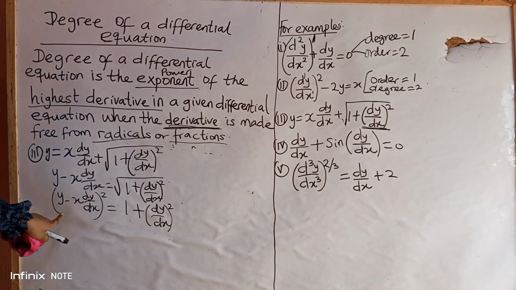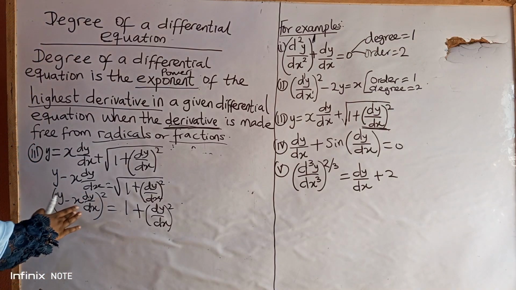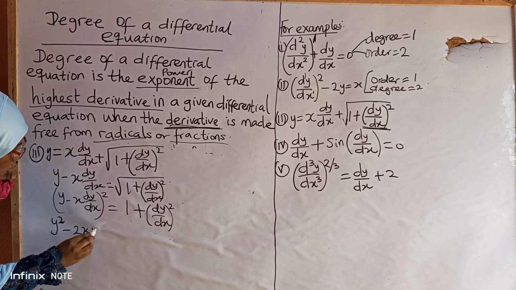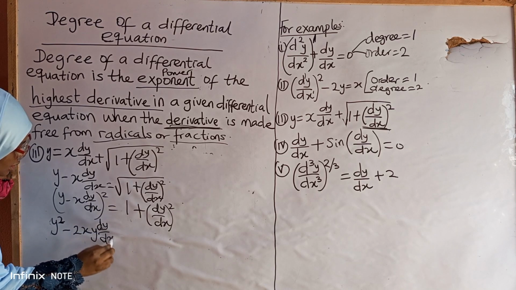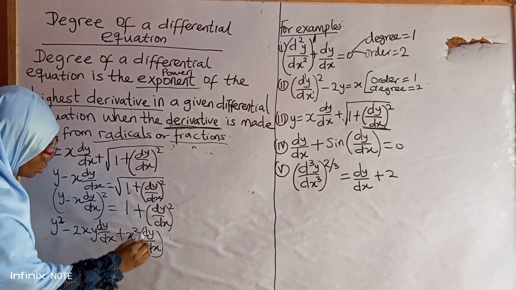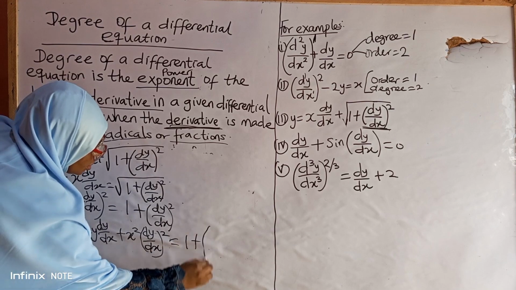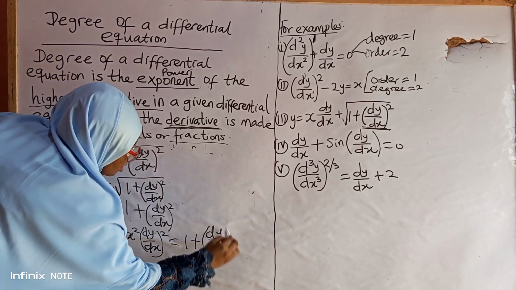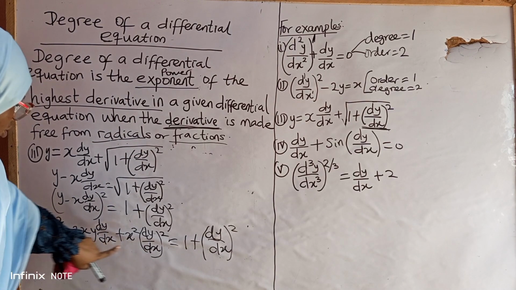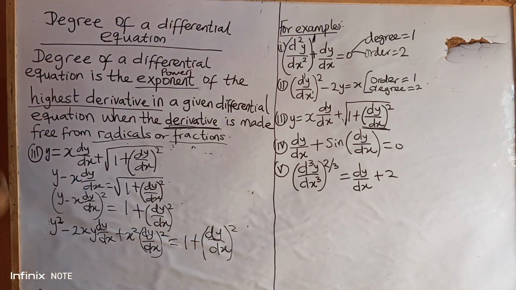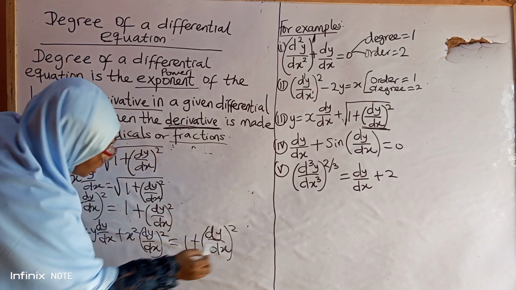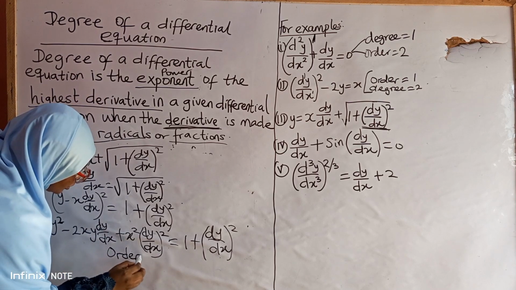So if you like to simplify this one, we have y squared minus 2xy dy/dx plus x squared (dy/dx) squared equals 1 plus (dy/dx) squared. So here we have dy/dx here, dy/dx here, and dy/dx here. The order of this differential equation is what? 1. So the order is equal to 1.